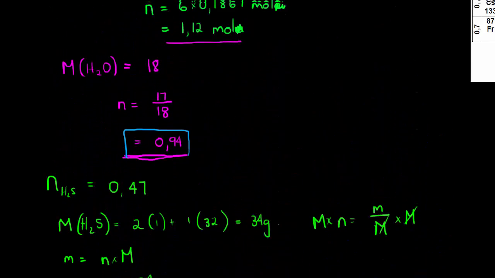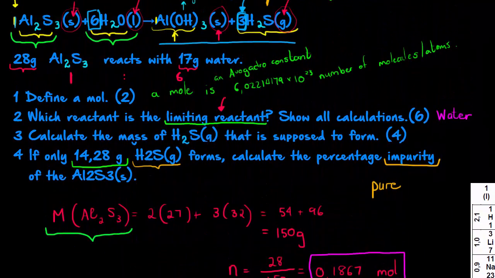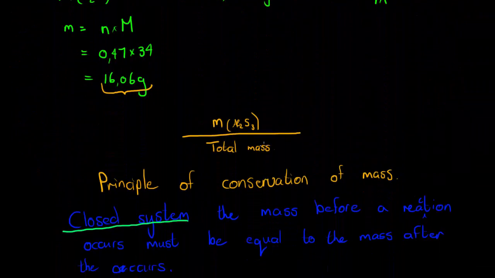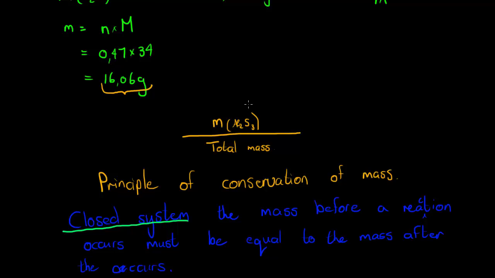Okay, so that is the principle of conservation, which means if we wanted to work out the total impurity of dialuminium trisulfide, it means we're trying to work out the percentage of the reactant still in the solution after the reaction occurs. And after the reaction occurs, we have to take the amount that we still have divided by the total mass to find the percentage of dialuminium trisulfide still in the solution.